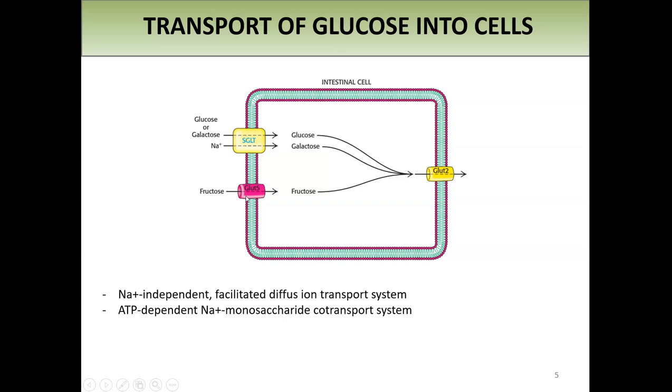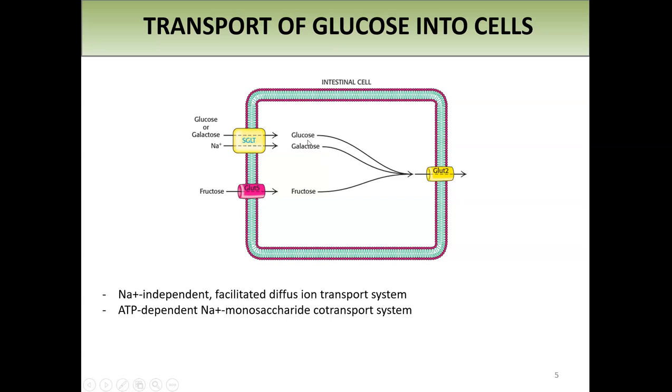So regarding the GLUT, here we have GLUT5, which transports fructose from the lumen of the intestine into the intestinal cells. So as you see, this transporter passes only fructose, and this is facilitated diffusion, and it depends on the concentration of the fructose. As long as the concentration of fructose is high, the fructose could be moved into the intestinal cell.